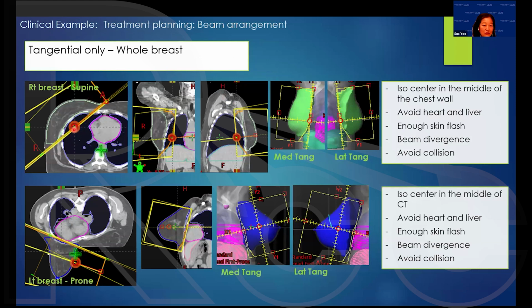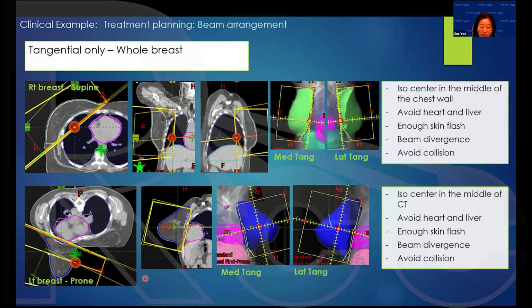We put isocenter in the middle and medial and lateral. We include the whole breast area with the skin flesh and lung as little as possible, and we should avoid the heart and liver. And we check it in the sagittal view, coronal view, usually about 2 to 3 cm of the lung is included. And always have to double check the beam's eye view. And we have to avoid a collision and beam divergence, we need to check that too.